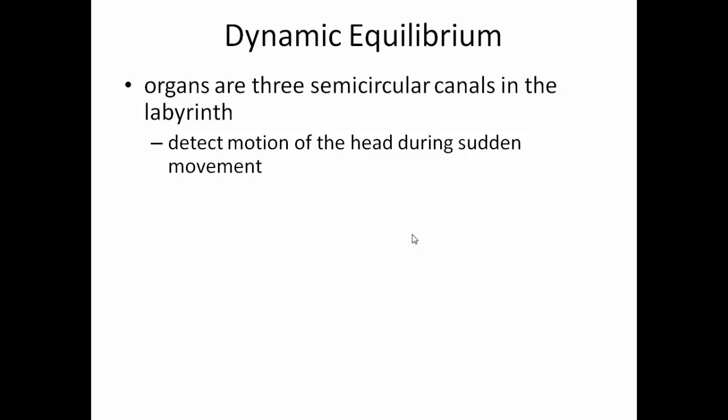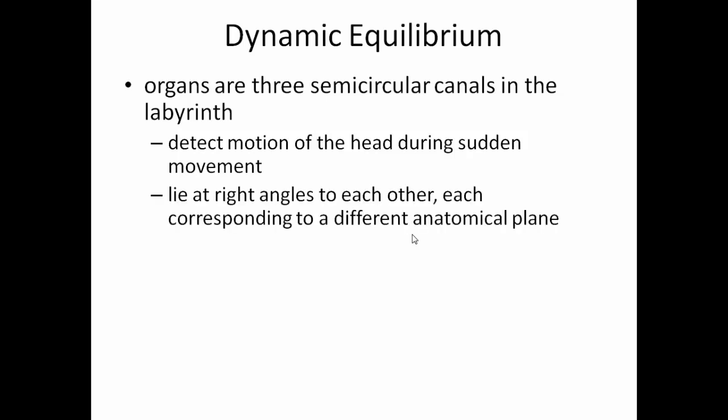Let's think about more complicated maneuvers, dynamic equilibrium. So there's actually three semicircular canals in the labyrinth. They detect motion of the head during sudden movement. If you spun in a circle really quickly, then this is going to be what helps you out. These canals lie orthogonal, or at right angles to one another. Each corresponds to a different anatomical plane. Let's try to remember these. Yes, you're right, the sagittal plane. Yes, you're right, the coronal plane. Oh, and perfect, the transverse plane.